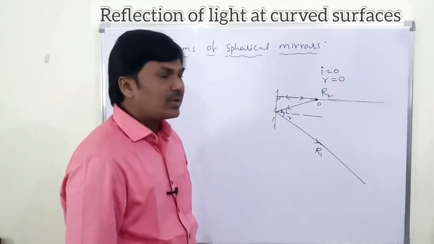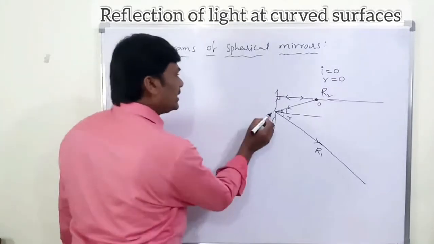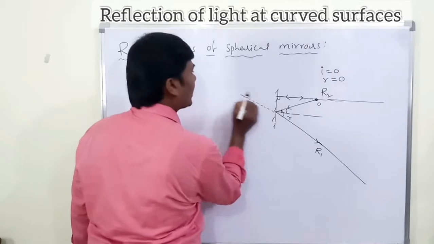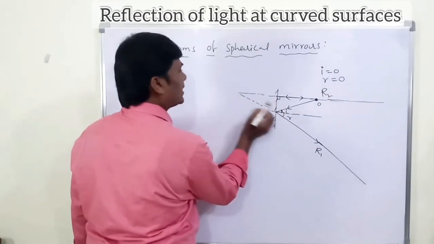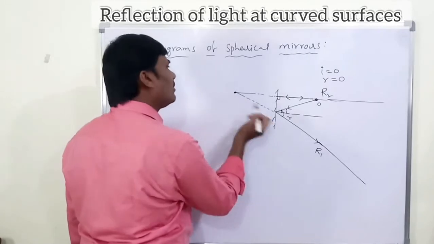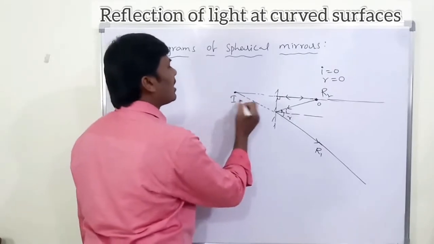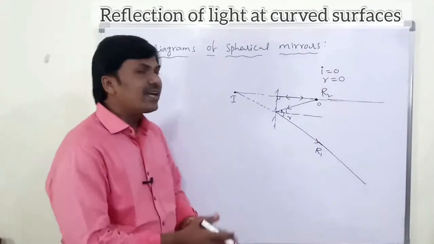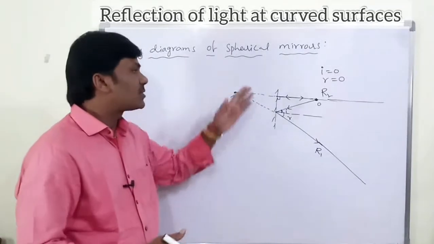Then how to get the image? Yes, these reflected light rays must be extended back behind the mirror. So these extended rays will meet at a point. This is the image of this object. So this is the way of drawing ray diagrams for a plane mirror.